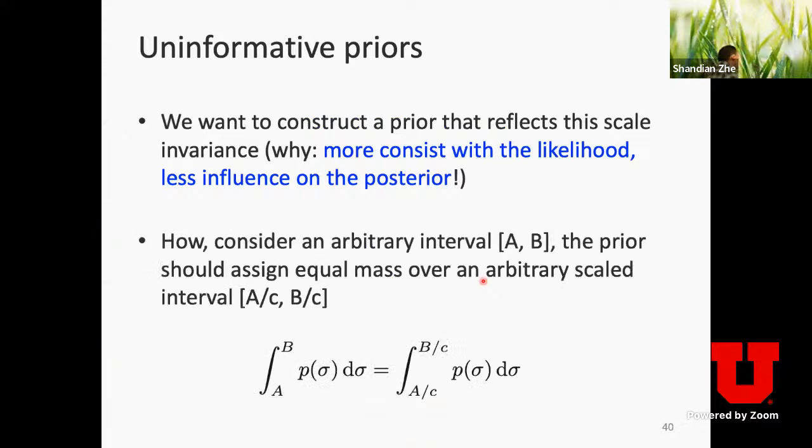To construct a scale invariant prior, we use a similar strategy. We consider an arbitrary interval a and b. The prior should assign equal mass over the arbitrary scaled interval a over c and b over c. Then it will exhibit the scale invariance. That means for any a and b, and also positive constant c, you must choose P of sigma which satisfies this equation.